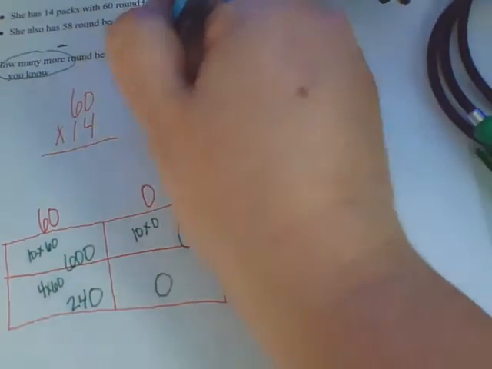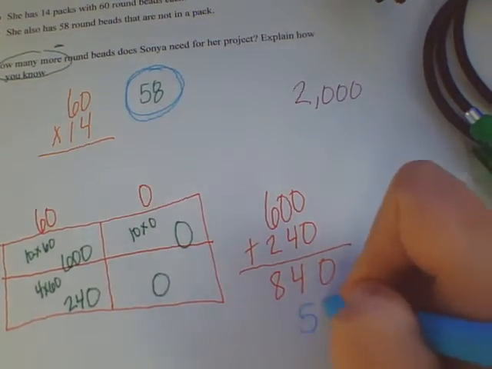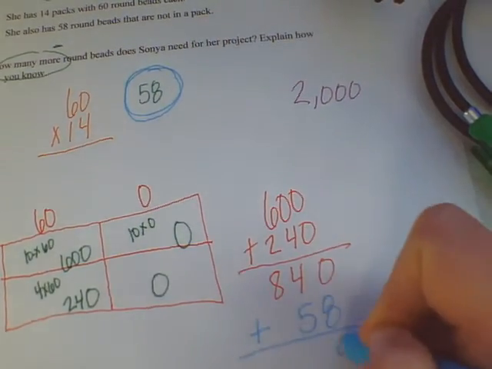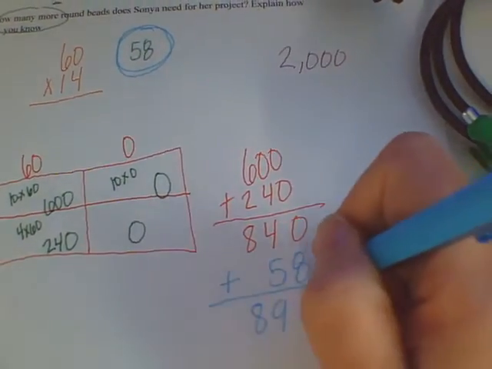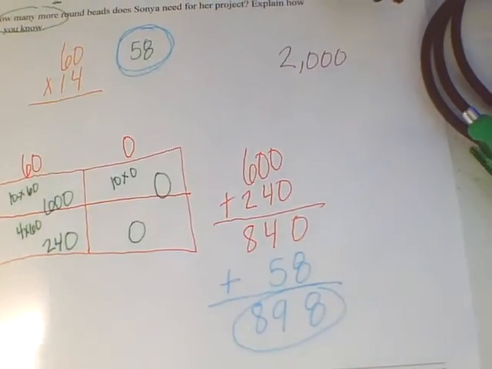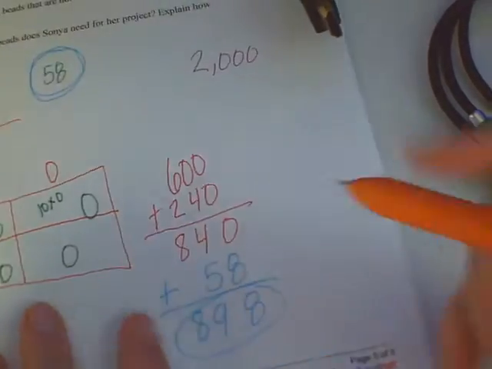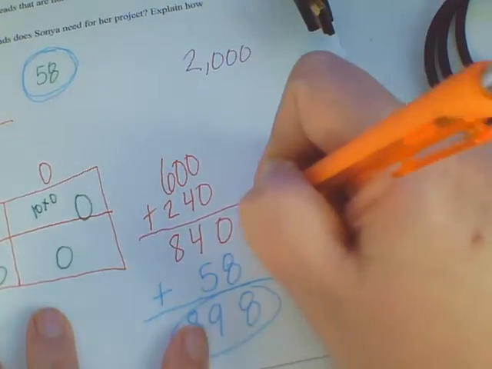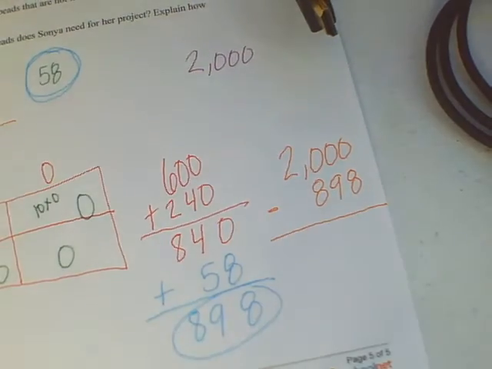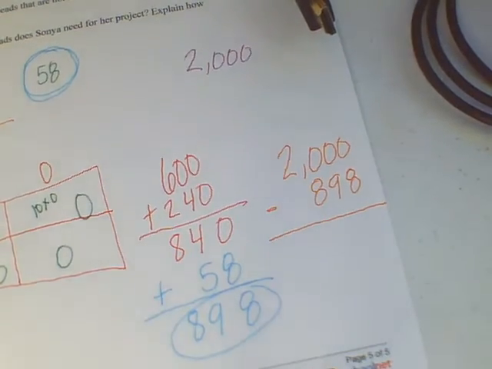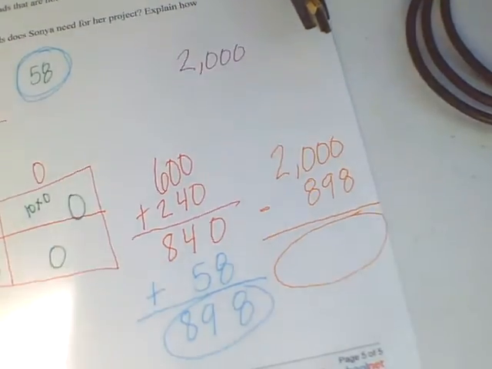I get 840, but I'm not done. Remember, she still had these just random 58 beads that were left. So I have to add those to my 840. So I know that right now she has a total of 898 beads. But remember, she needs 2,000. So I have to take that 2,000 and I have to subtract 898 from it. So you are borrowing across zeros here to tell me how many more beads does she need.